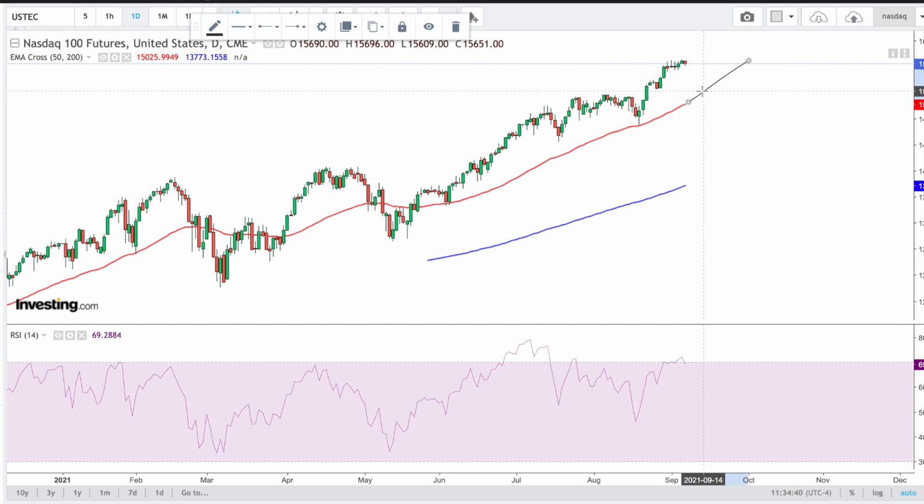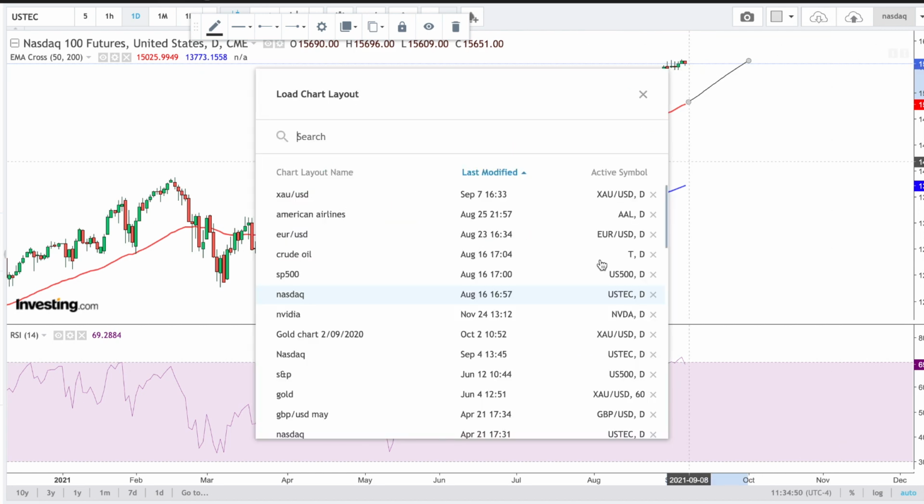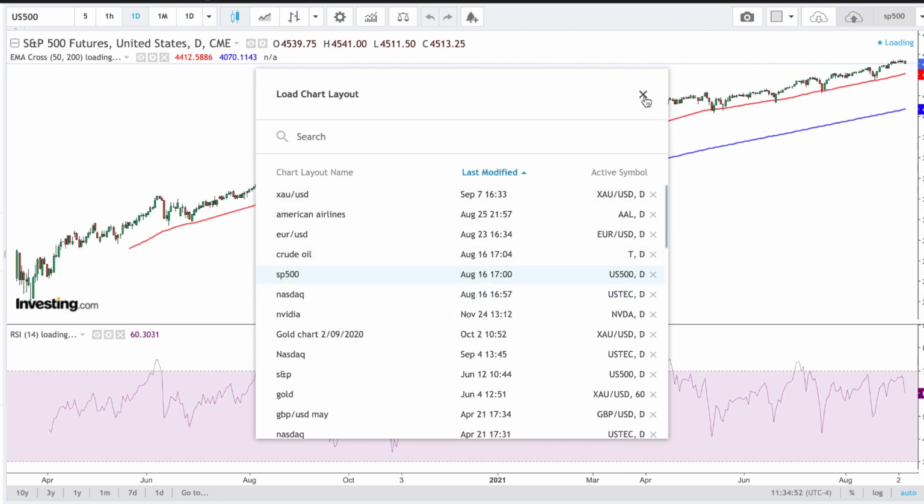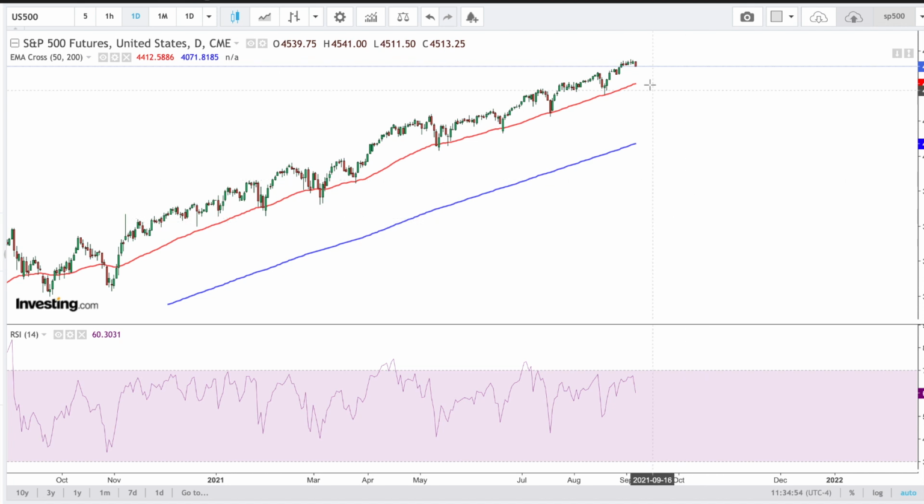So even if we did see a breakdown lower, I would anticipate a bounce off the 50-day EMA, which would then send us towards 16,000. I am bullish here, and I think 16,000 is the overall target. Now going into the S&P 500, very similar to the Nasdaq 100.